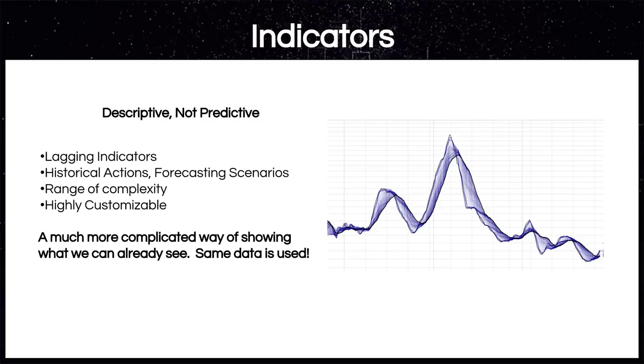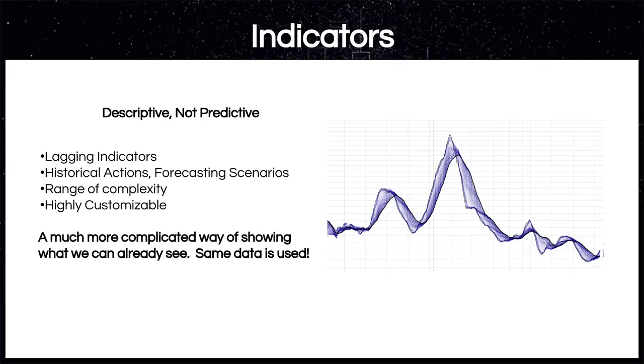And these changes are all due to mathematical calculations that have different goals, but at the end of the day, they're all using the same price information that we see in our candlestick charts. There's a few very important items that I want to express regarding indicators. First, indicators are descriptive. They are not predictive.